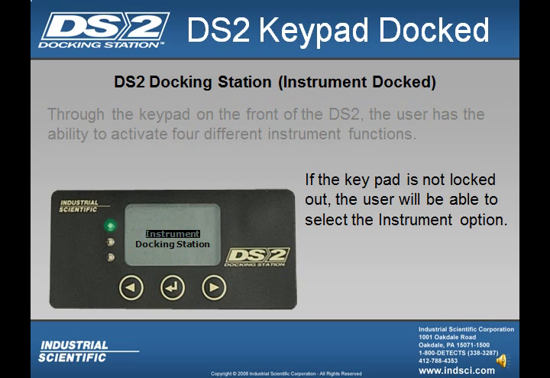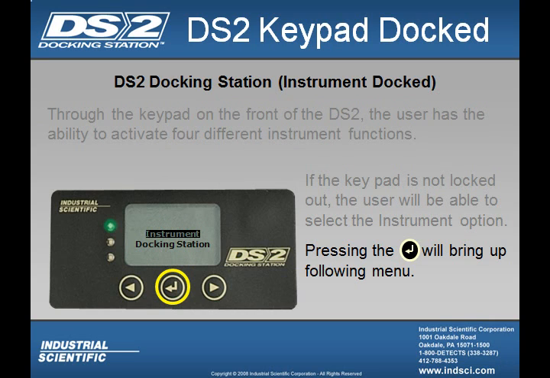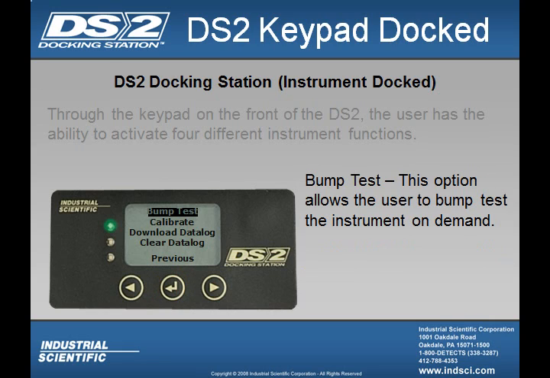If the keypad has not been locked out, the user will now have the ability to select instrument as their option. And I do so by simply pressing the Enter button. At this point, I now have my same 4 scheduled events now available on demand. I'll have bump test, calibrate, download data log, and clear my data log.